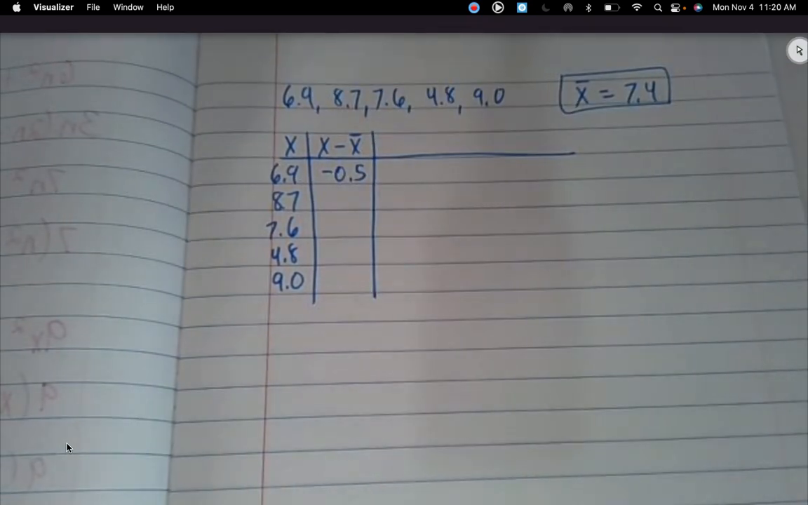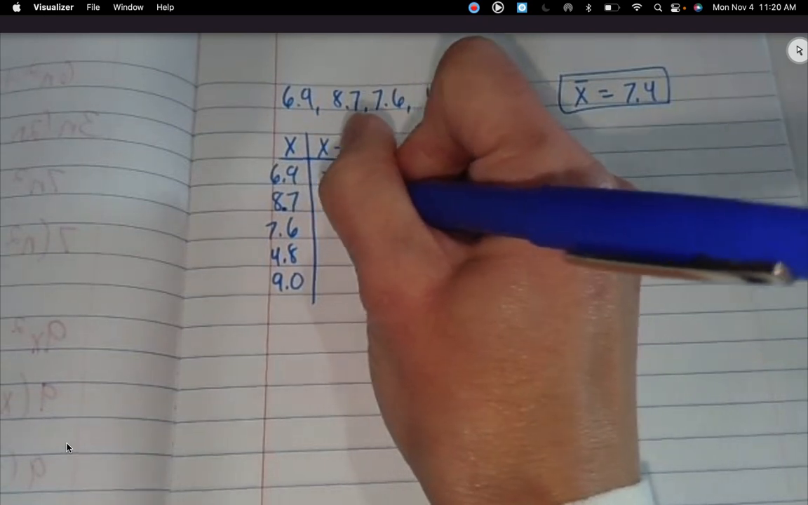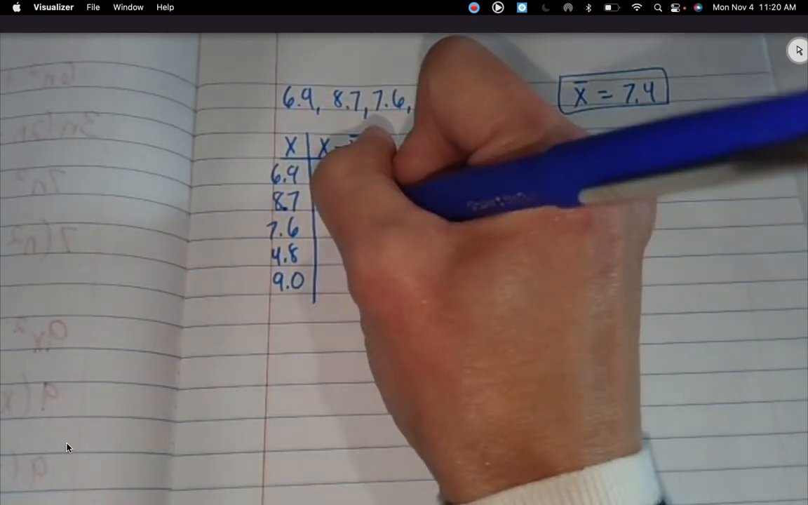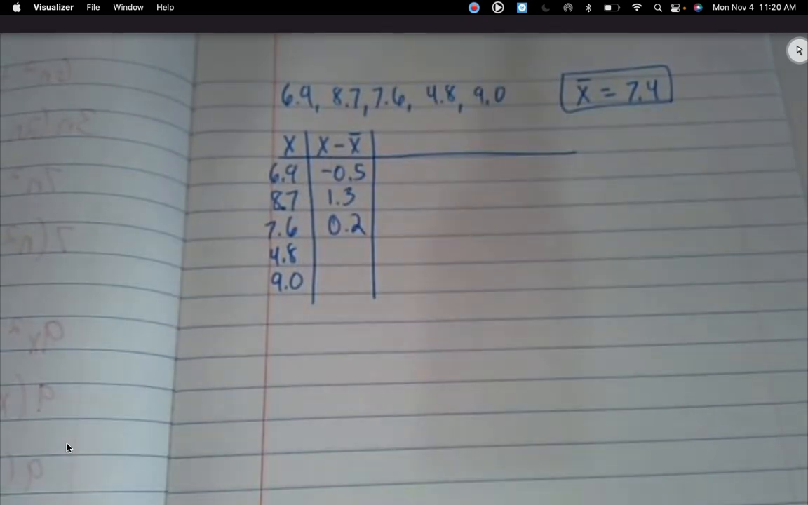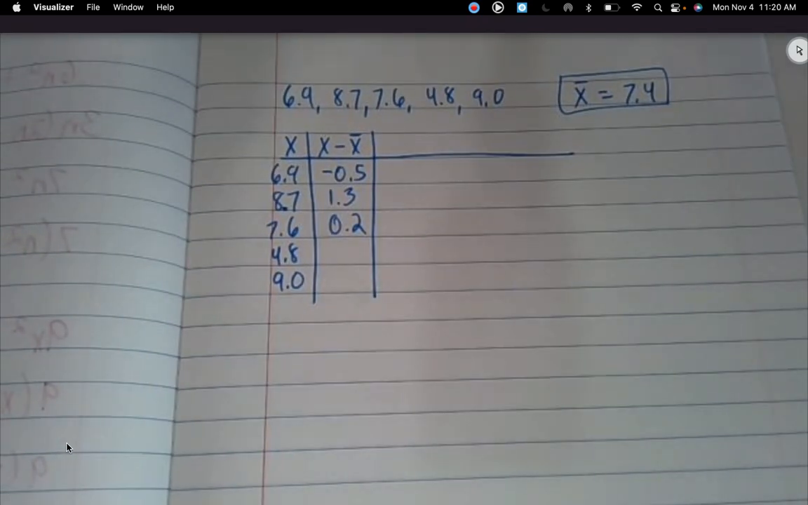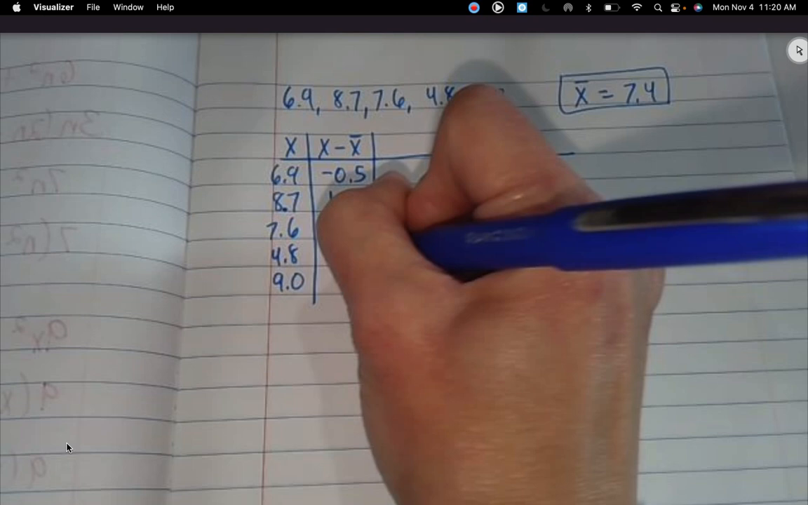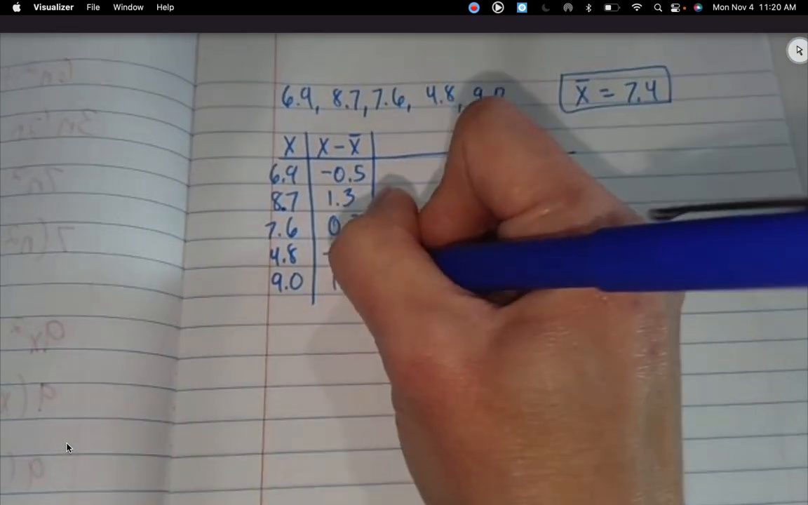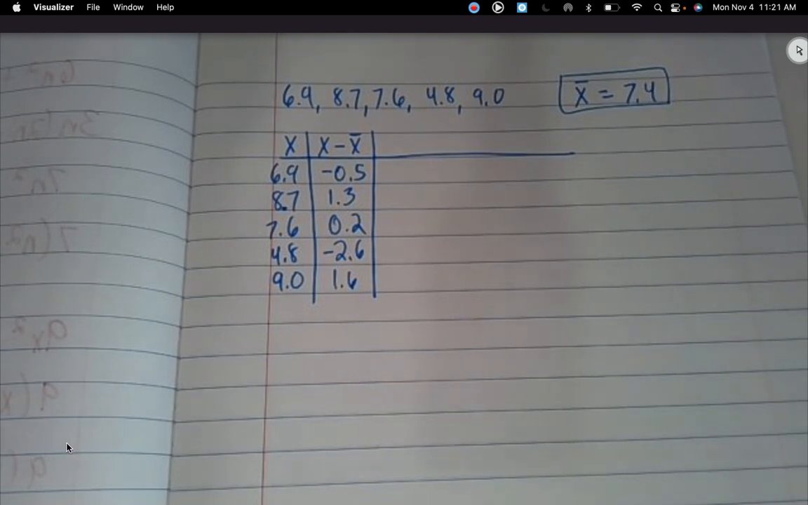Did everybody get that? 8.7, that's supposed to be a point, minus 7.4. 7.6 minus 7.4. Well, we know that one. 4.8 minus 7.4. And 9 minus 7.4. I'll wait a second and make sure everybody understands. Okay? That I subtracted.